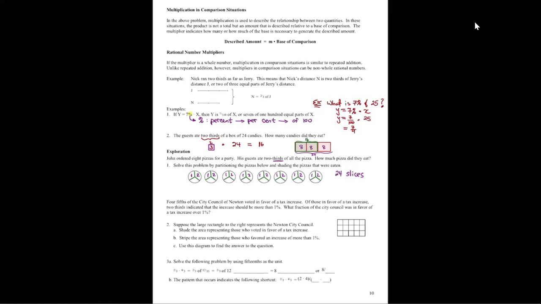Right? So I would have 1, 2, 3, 4, 5, 6, 7, 8, 9, 10, 11, 12, 13, 14, 15, 16 of those available slices. All right, so 16 slices are eaten. That feels like a more appropriate use of the word "were" there, I think. All right, now the direction said shade the pizzas that were eaten.